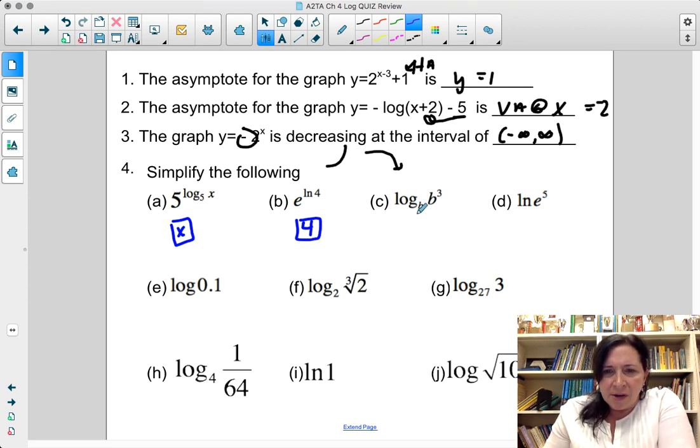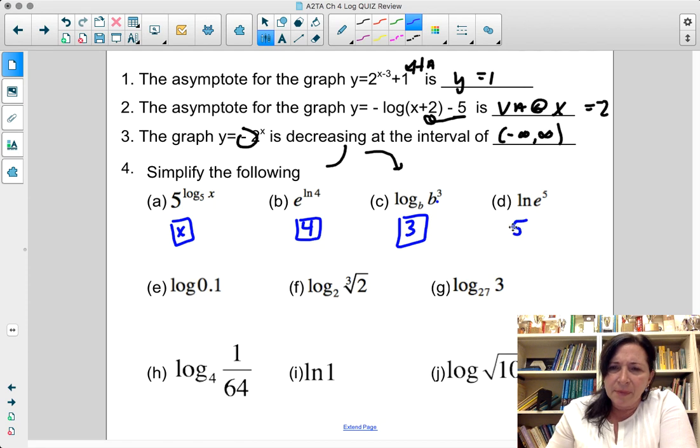For this problem right here, again, base b, 3. 1 times 3, 3. ln of e to the 5th power, 5. Because remember, ln of e is 1. That's the same thing as saying log base e of e to the 5th power, and that's just 5.